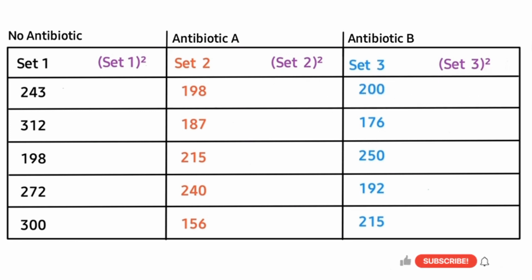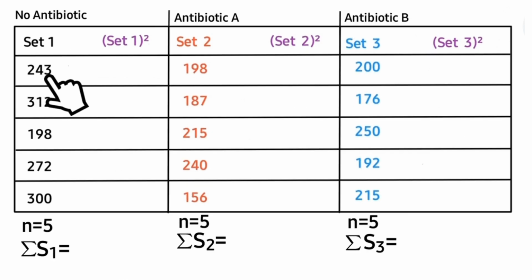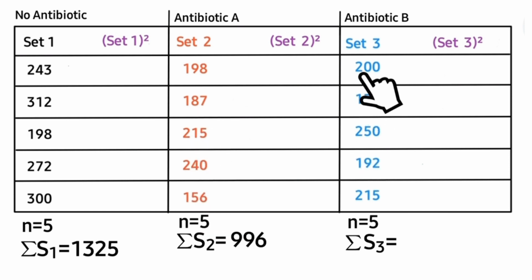Each of the sets contains 5 samples: 1, 2, 3, 4, 5. We record the n value to be 5 for each of the sets. This step says sum each set. 243 plus this plus this plus this, lastly plus this. We have 1325. Next, 198 plus this plus this plus this, lastly plus this. 200 plus this plus this plus this, and lastly plus 215.